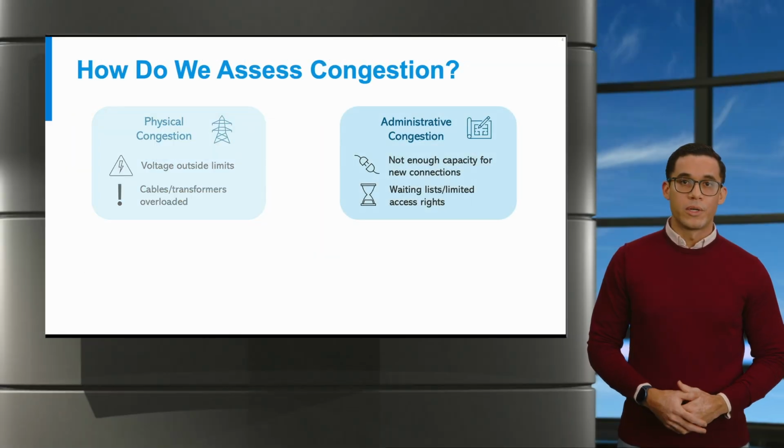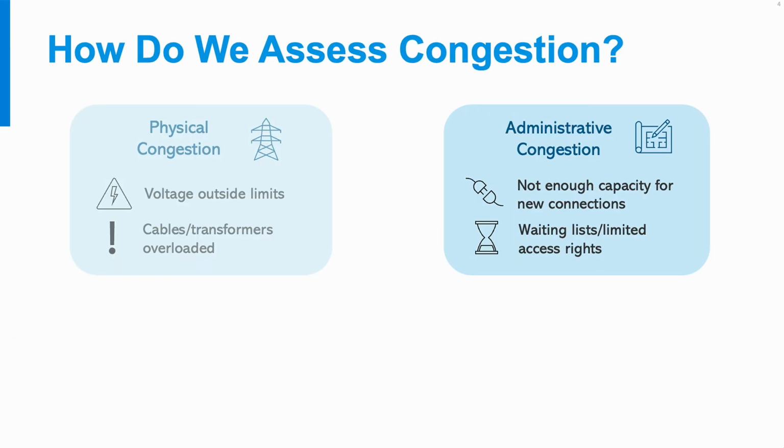From an administrative perspective, congestion shows up over longer time horizons, weeks, months, or even years ahead, when there is no capacity to grant new customers or new generation the access right that they request. This is when you get waiting lists or restricted connection. And to plan well, you also need a good understanding of the physical constraints.